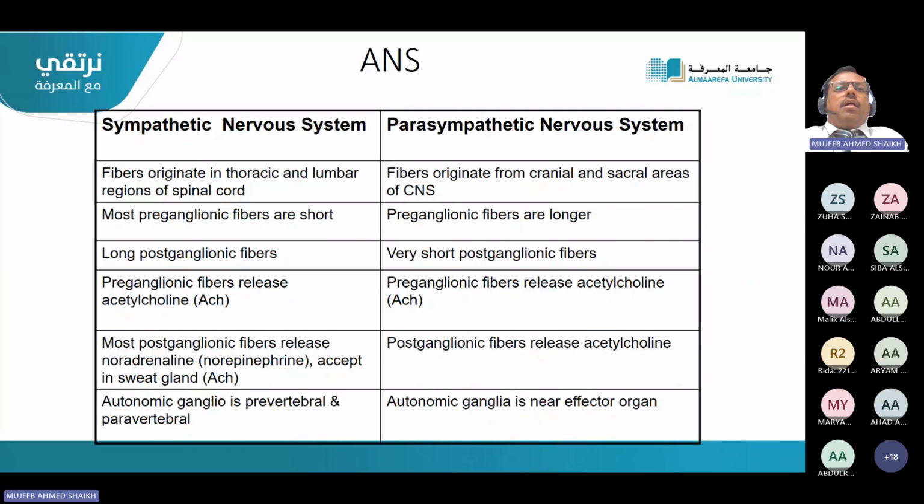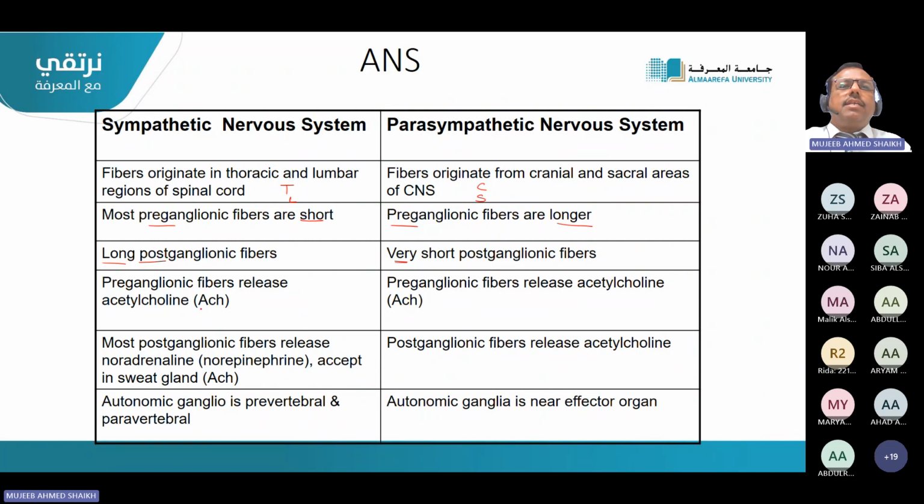To summarize, the differences are given here in the table. Sympathetic fibers originate from the thoracolumbar region, from T segments till L segments of the spinal cord. Similarly, parasympathetic originates from the cranial and sacral segments. Preganglionic fibers in the sympathetic system are short, whereas preganglionic fibers in the parasympathetic are long. Postganglionic fibers in sympathetic are long. Postganglionic fibers in parasympathetic are short, very short.